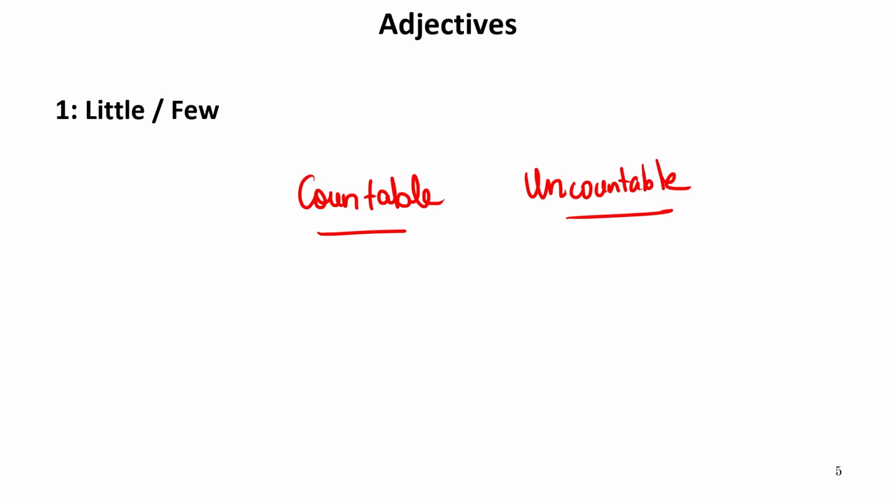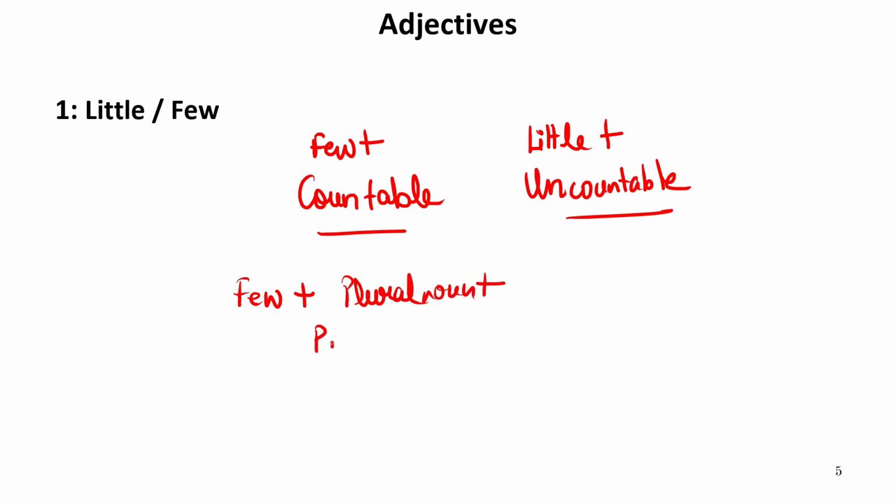So whenever we have countable noun, we use few with them. It means few is always used before countable nouns only, whereas little is used only before uncountable nouns. Now from this part, it is clear that whenever we have an adjective few, after that we can only have plural noun and plural form of verb. So we can only have plural noun and plural form of verb after the word few or after the adjective few.